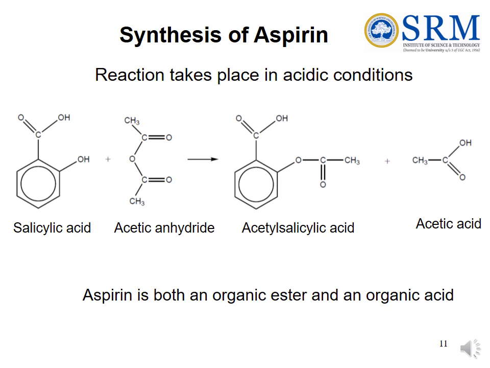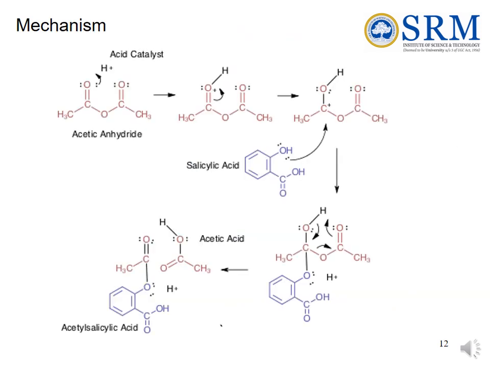Aspirin is prepared by reacting salicylic acid with acetic anhydride in acidic conditions. The obtained acetyl salicylic acid, along with acetic acid, needs to be purified in order to isolate pure acetyl salicylic acid. The obtained aspirin is both an organic ester and an organic acid because of the two functional groups present. The synthesis of aspirin is classified as an esterification reaction. During the chemical reaction, the salicylic acid's hydroxyl group converts into an ester group.